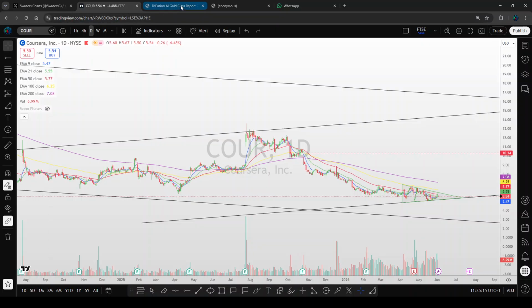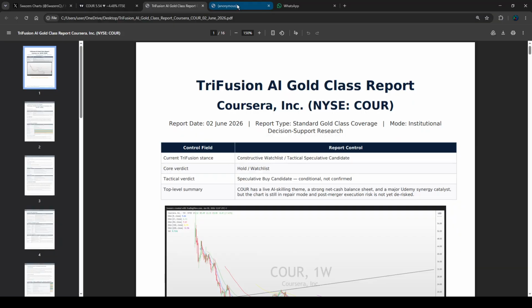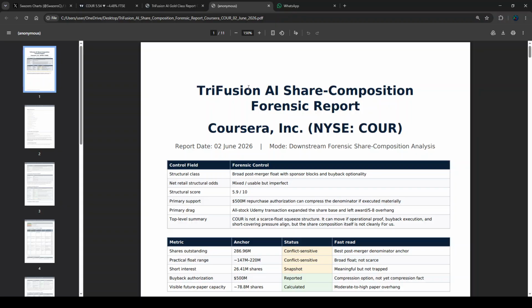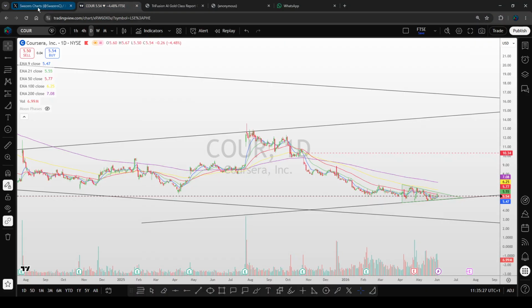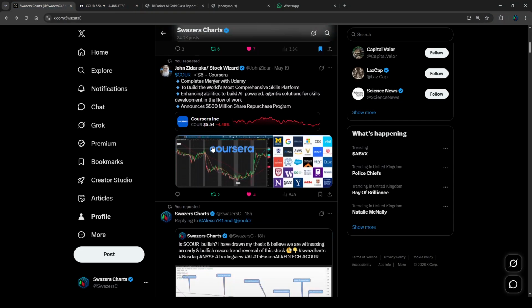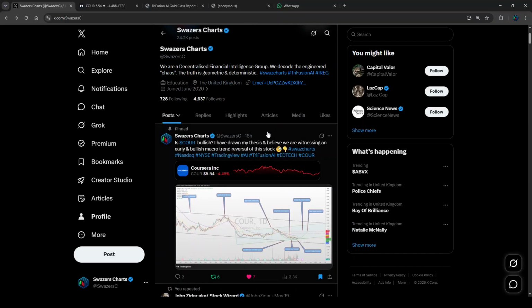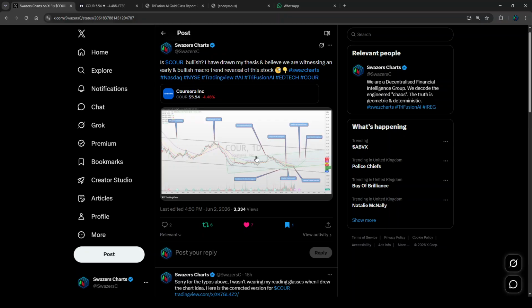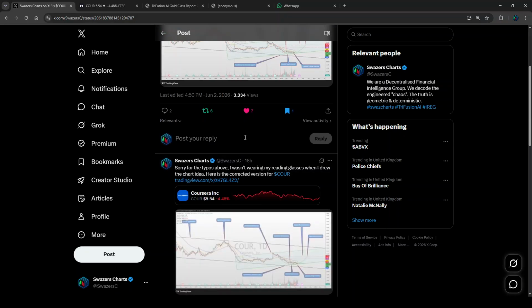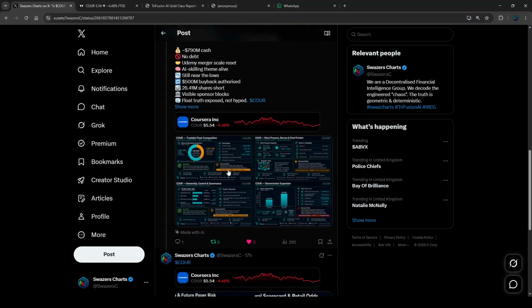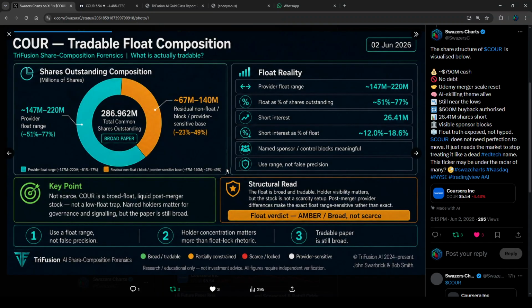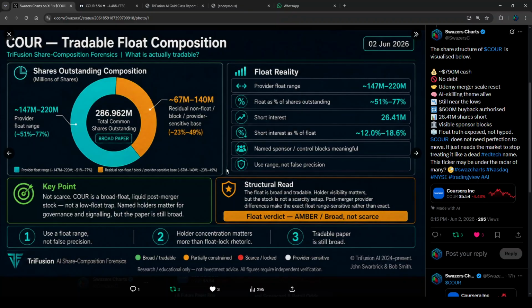And we've done a bit of research. We've done a gold class report, and we've done a downstream forensic share composition report, not financial advice, for entertainment and educational purposes only. And we really like the look of it. I've already published my little chart idea of retroactive backtesting, which is our own methodology of how we think the market works from a deterministic geometrical perspective. But let's not go down any crazy rabbit holes today. I just want to show you how I got there with the chart thesis.